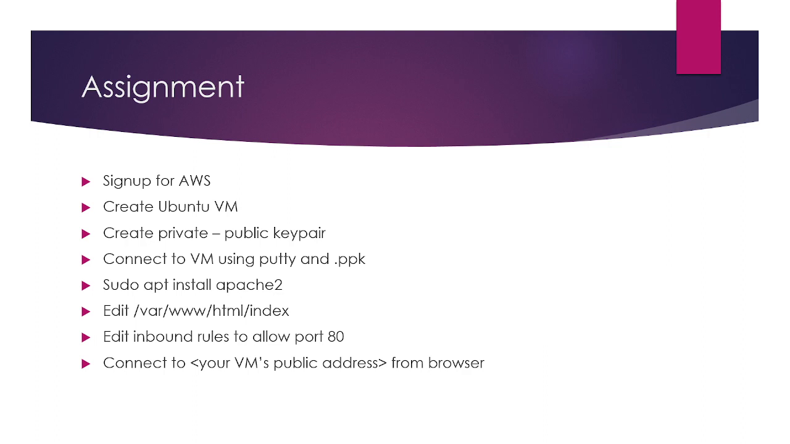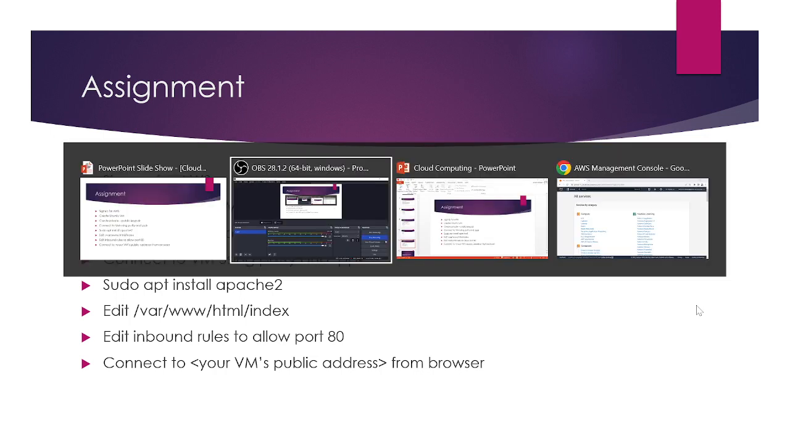We'll edit the default index.html file, and then we'll edit the inbound rule on the AWS Management Console to allow port 80 so that we can connect to this port 80 where the Apache server is running. And we'll connect to this VM's public IP address to show the page for the Apache web server that is running. Okay, so that's it. And let's roll up our sleeves and get started.